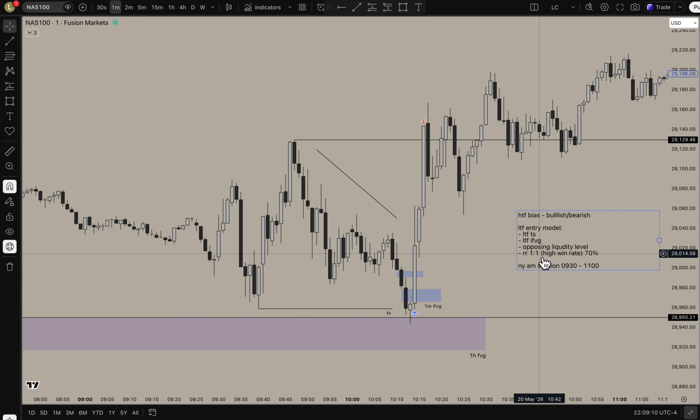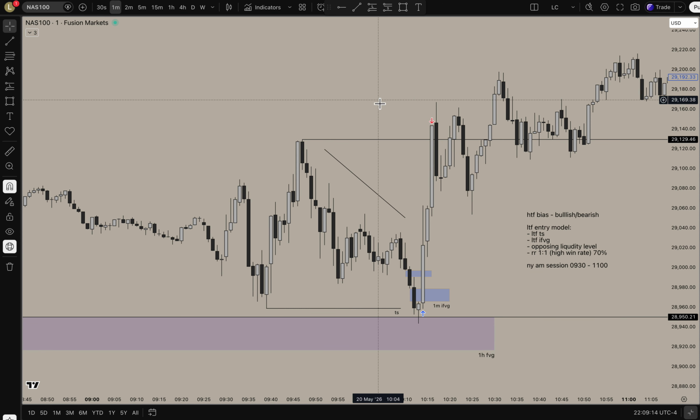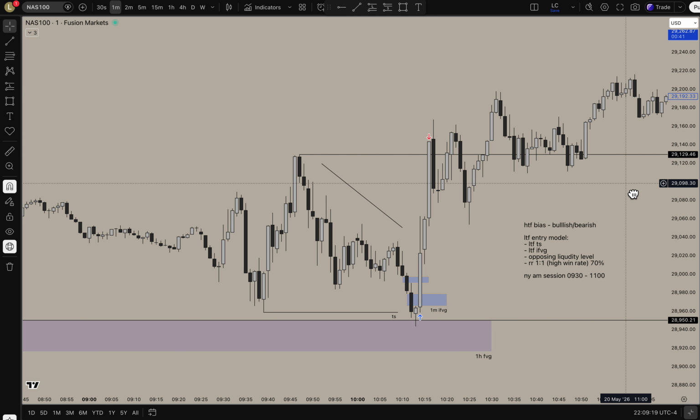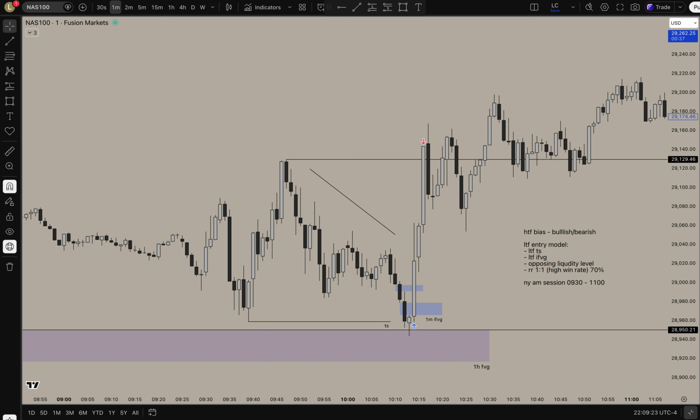And was there an opposing liquidity level? Yes. Was there a risk to reward of at least 1-to-1? Yes. So yeah, this was my trade yesterday. A really good A+ setup and a great example for me to share with you.